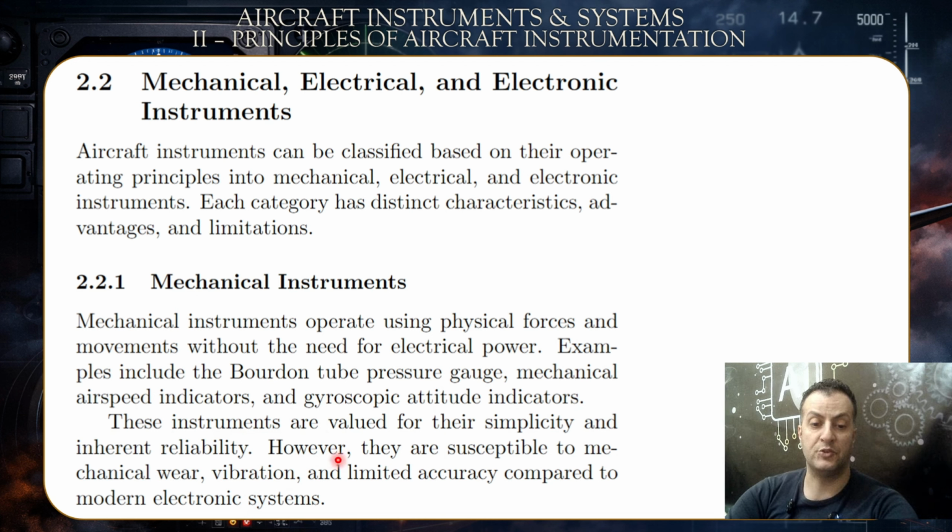However, they are susceptible to mechanical wear, meaning that vibration can affect them. They can wear out mechanically and break due to friction, due to the gear mechanism starting to break down after being used so many times, because there is pressure being applied to these systems. And they also have limited accuracy compared to more modern electronic systems, which are more reliable and accurate, because computers are usually more accurate when it comes to calculation and measurements.